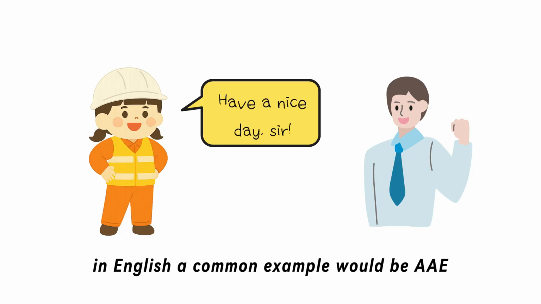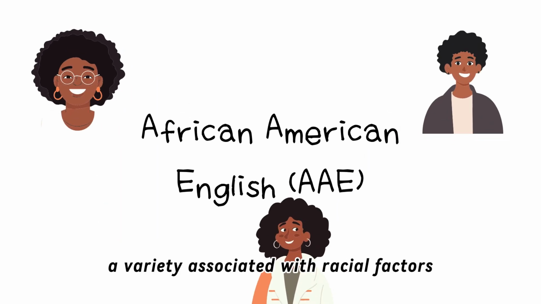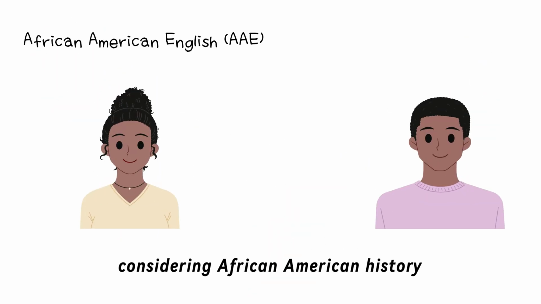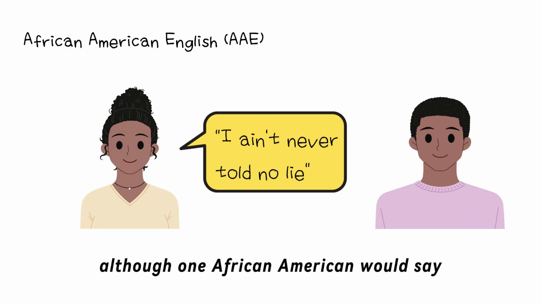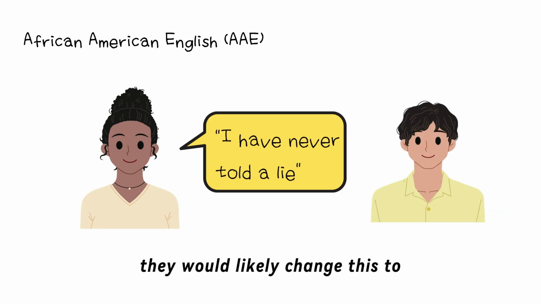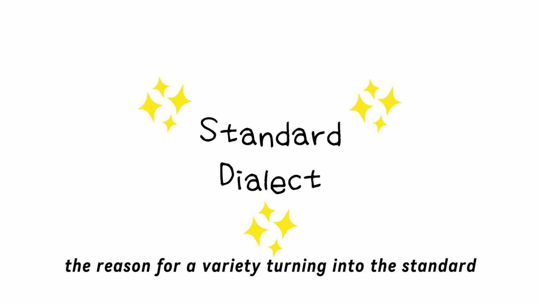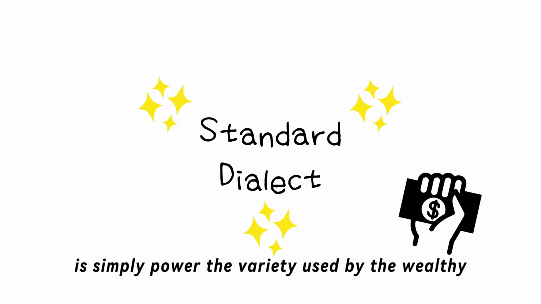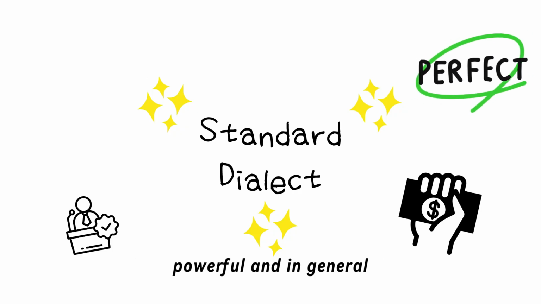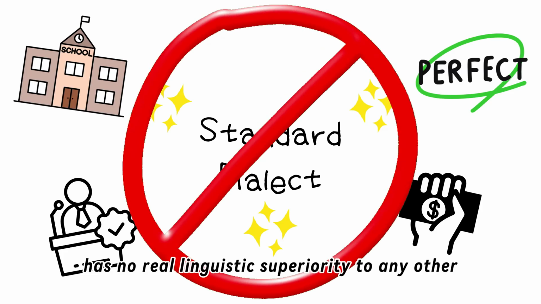In English, a common example would be AAE, African American English, a variety associated with racial factors considering African American history. Although an African American would say, "I ain't never told no lie," to fellow members of the same group, when conversing with an outsider, they would likely change this to, "I have never told a lie." It is important to remember the reason for a variety turning into the standard is simply power. The variety used by the wealthy, powerful, and in general heard in the media and taught in schools has no real linguistic superiority to any other.